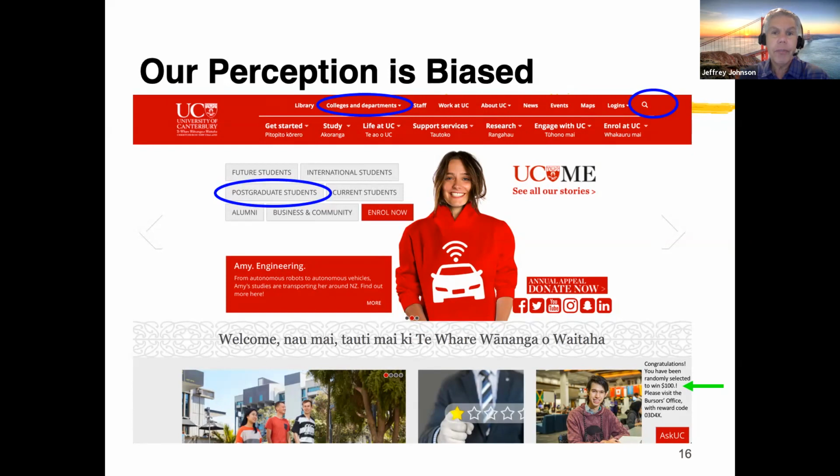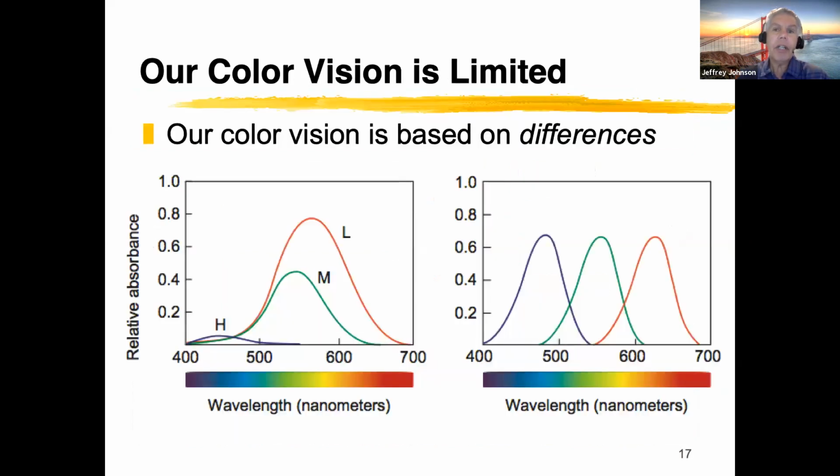So basically, your perception is biased by your goals as well as by your past experience and the current context. All right, so now I'm going to talk about color vision for a second.